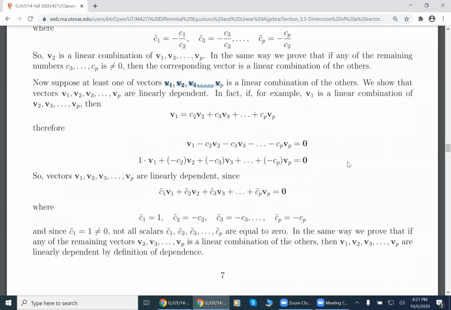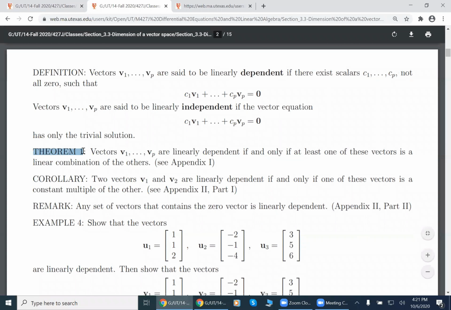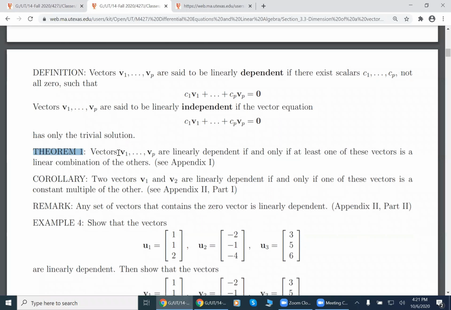In the same way, we can show that if V2 is a linear combination of the others, these vectors are dependent, and so on. So this is how we prove Theorem 1. Once again, Theorem 1 says that vectors V1 and so on Vp are dependent if and only if one of these vectors is a linear combination of the others.